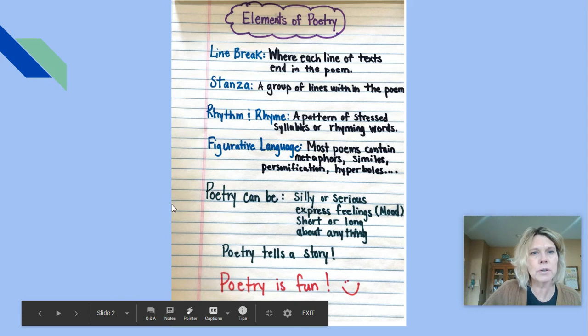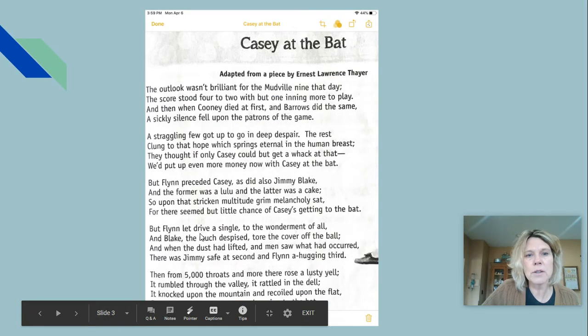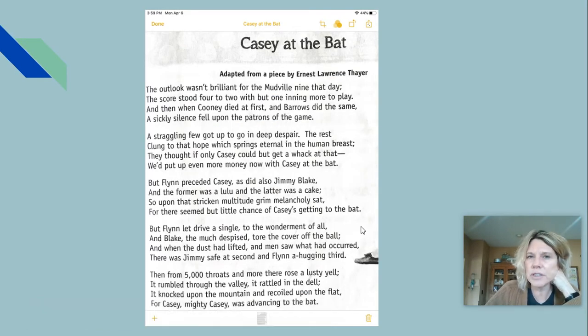All right. So we're going to go back to figurative language. And although this only has the first 5 stanzas and there's more in there, I'm going to point out a couple figurative languages. So in stanza 1, the 3rd line, "and when Cooney died at first," is a metaphor, gang. Remember, Cooney didn't actually die at first. It basically meant that he lost the base. He must have gotten the pitcher or the first baseman must have caught the ball and it was over for him. Okay. So that is a metaphor.